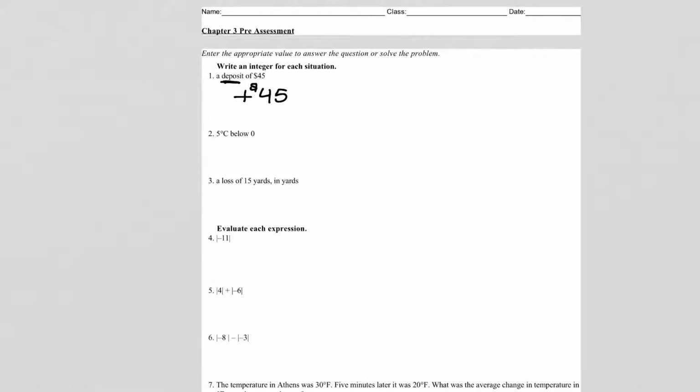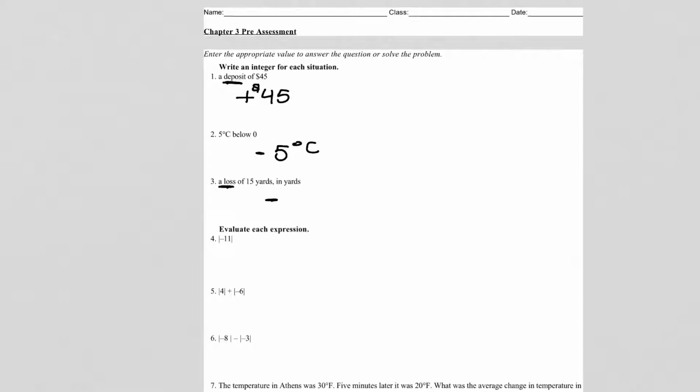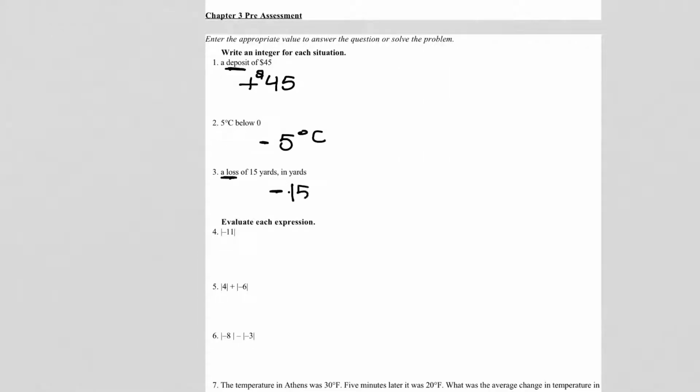All right, let's look at number 2, 5 degrees below 0. Since this temperature is below 0, it's going to have a negative value. So negative 5 degrees Celsius. A loss of 15 yards, in yards. If it's a loss, that means you have a negative value and you lost 15 yards, so it would be negative 15 yards.